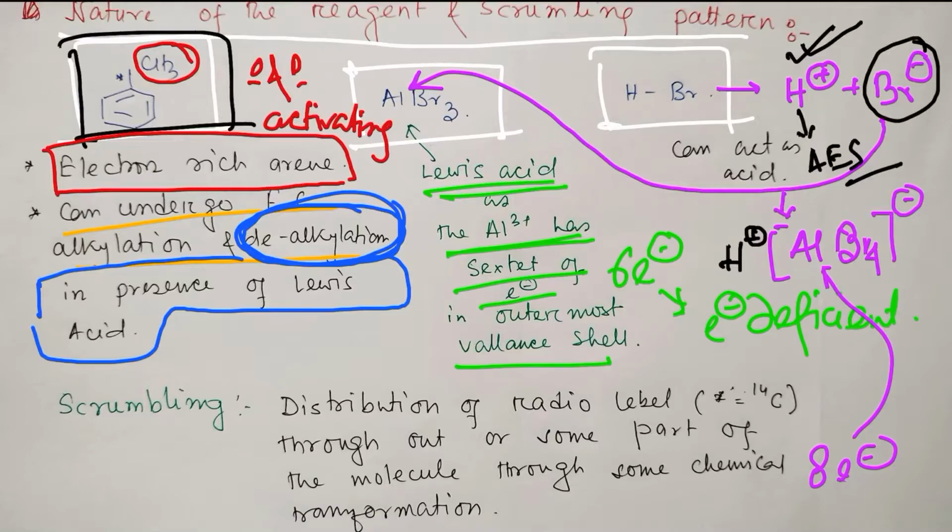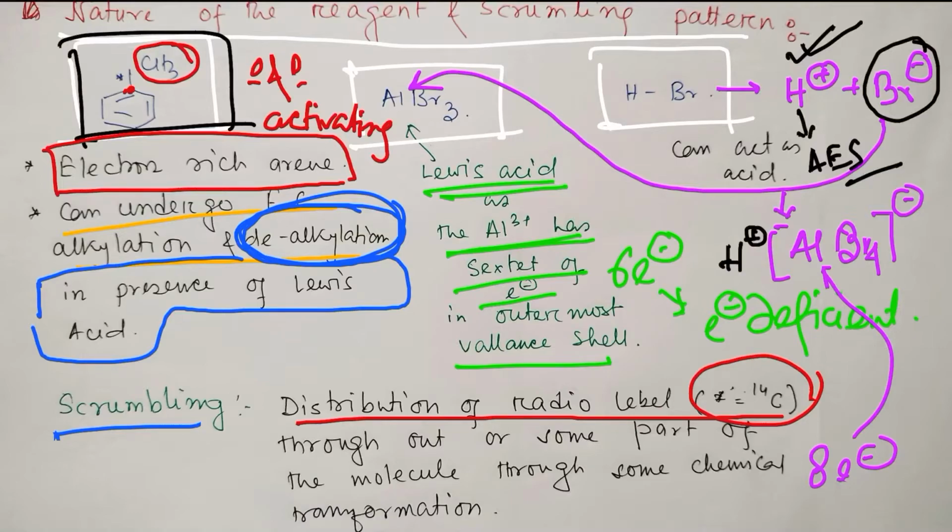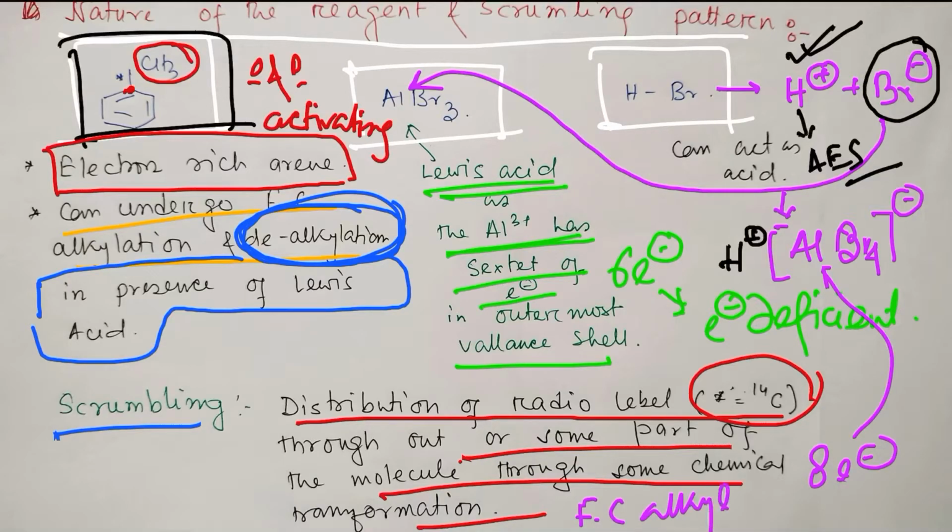So in this case, what happens? Scrambling occurs. I'll explain the details. What do I mean by scrambling? Scrambling means distribution of the radiolabel, in this case carbon-14, because this carbon is the radiolabel. I'll explain how, through some part of the molecule, through some chemical transformation, and this chemical transformation is Friedel-Crafts alkylation and dealkylation.